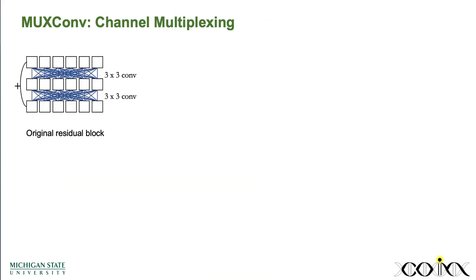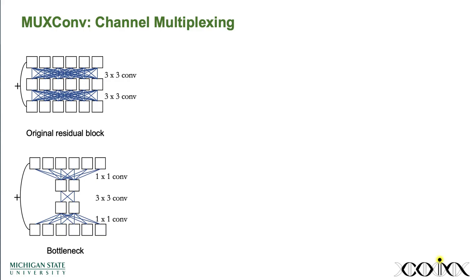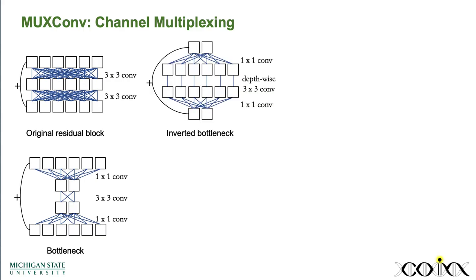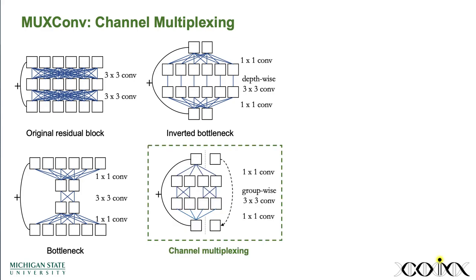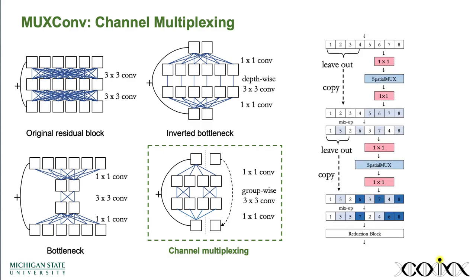To understand the channel multiplexing, let's consider the existing block designs in CNN models, where we have the original residual block, the residual bottleneck block, and the inverted residual bottleneck block. Our channel multiplexing differs from the inverted residual block in the sense that only a subset of the input channels is processed at a time, and the processed and unprocessed information are mixed together before propagating to the next layer, as shown here in the figure to the right.